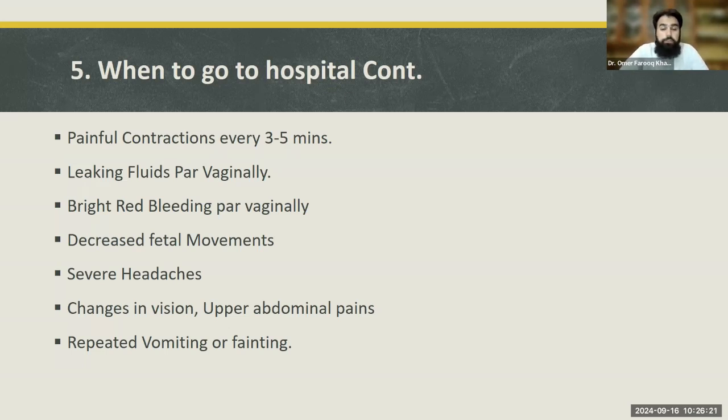Bright red bleeding per vaginally. It's an extremely dangerous sign. If she feels that she's losing bright red colored blood, that means it's fresh blood. She should immediately go to the hospital without wasting even a single minute. Her family should take it seriously and immediately reach the hospital if she's having bright red bleeding per vaginally.